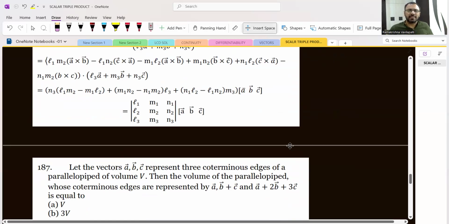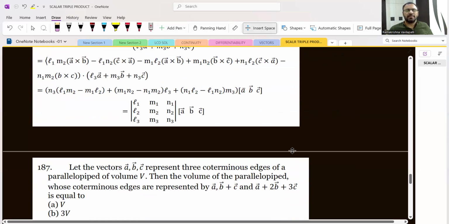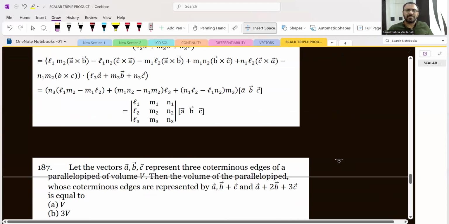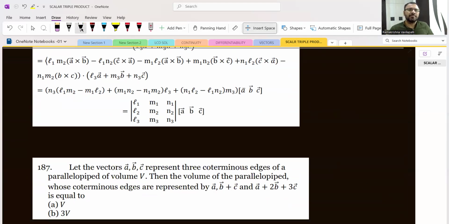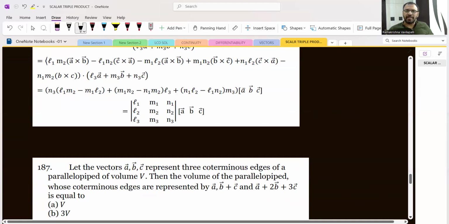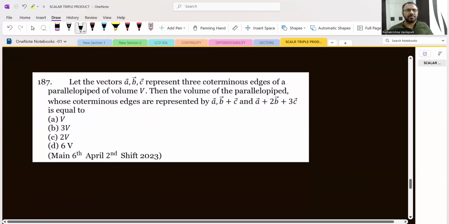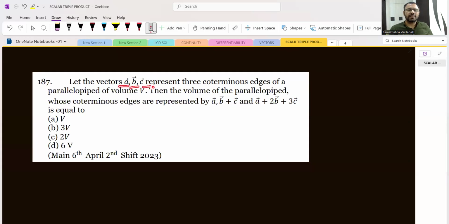I'll give you one example based on that. Here is an example, not necessary. I have picked one previous JEE Mains question. Let A bar, B bar, C bar represent three coterminous edges of a parallelepiped of volume V. First sentence is over.